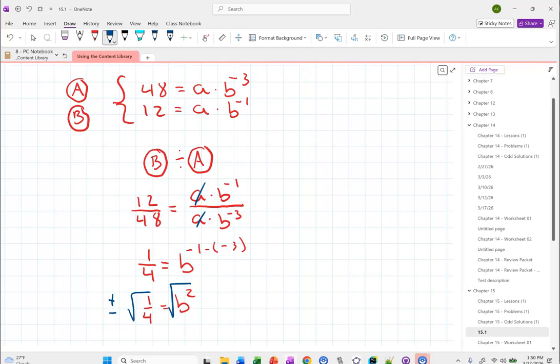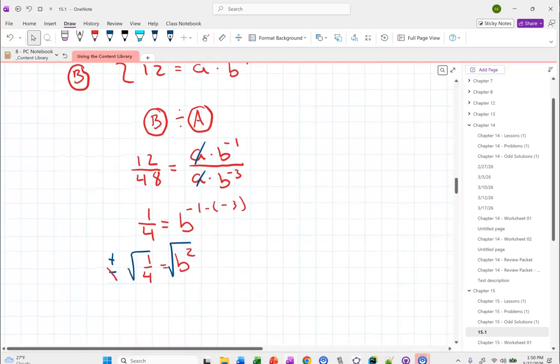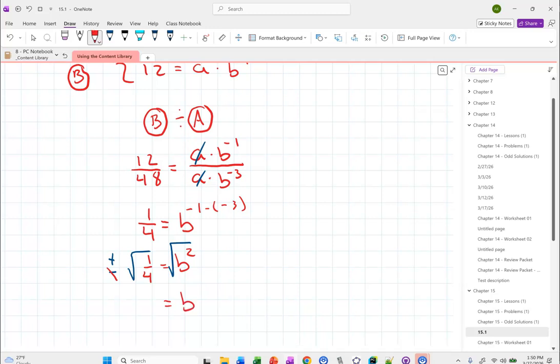But do I really need a plus or minus in this situation? Which one do I not need? Why can't I have the minus? Because B always has to be positive, right? So what is the square root of 1/4? How do you square root a fraction? You square root the top. The square root of 1 is 1. And you square root the bottom. The square root of 4 is 2. Everybody's okay?